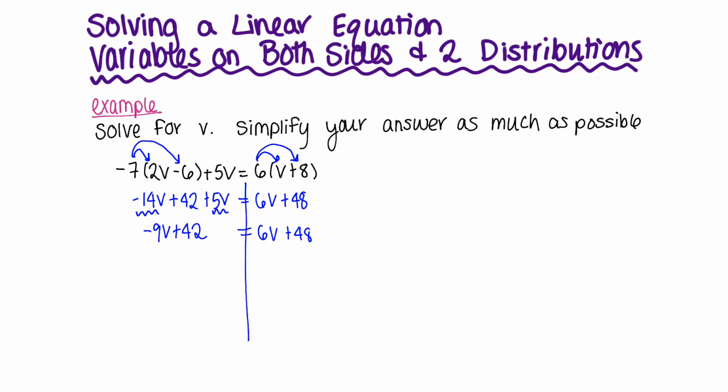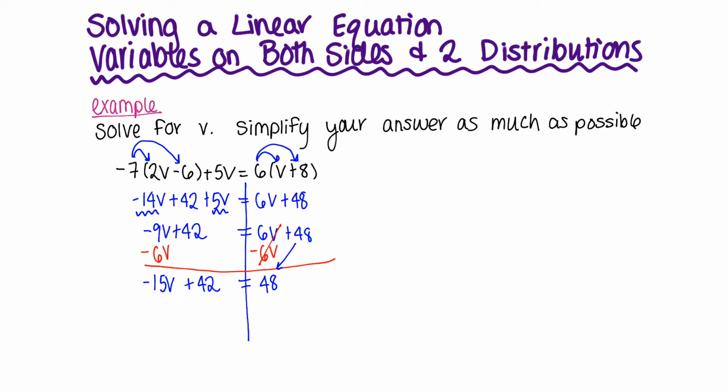From here, I want to go ahead and get my variables on one side. So I'm going to subtract 6v on one side to get my variables on the left. Those 6v's will cancel. Now, you don't have to put them on the left. You could put them on the right. The fact of the matter is you need your variables on one side and you need constants on the other. So however you get it done doesn't matter, as long as it's mathematically sound. Negative 9v minus 6v will give you negative 15v. The plus 42 will come on down. And then the 6v's have canceled, but you still have this 48 over here.